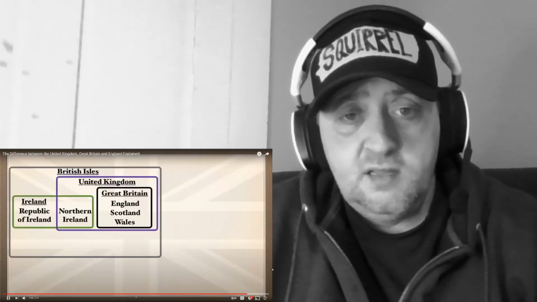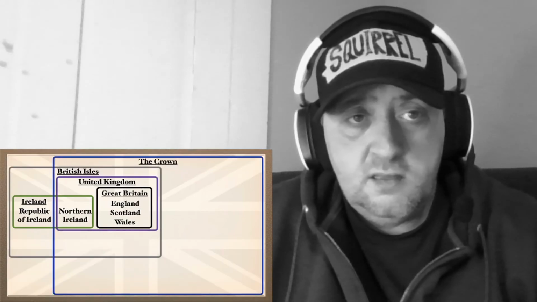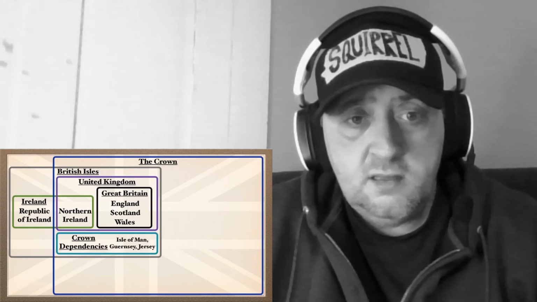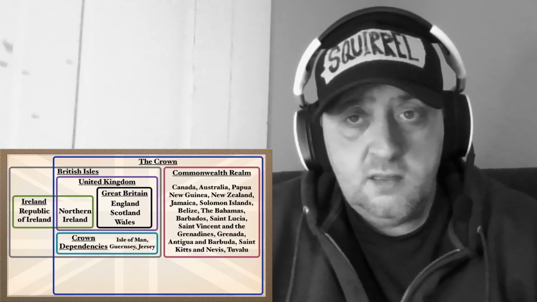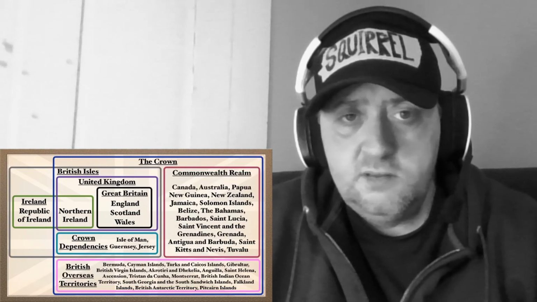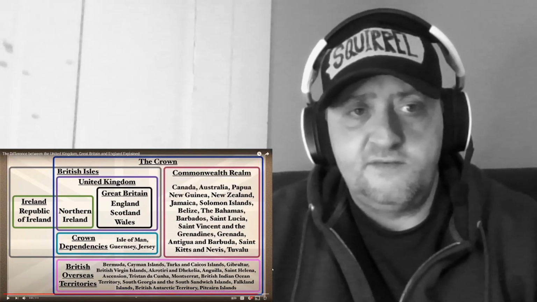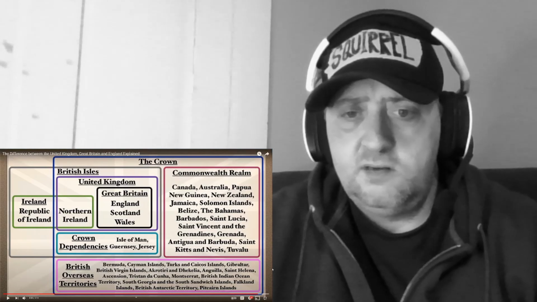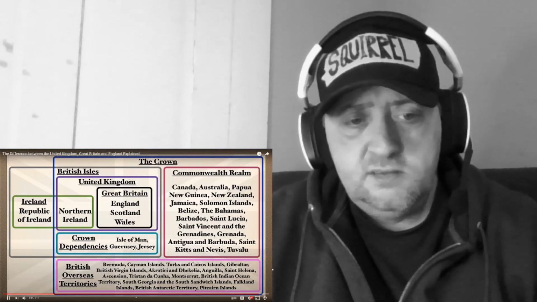For our final Venn diagram, the United Kingdom is a country situated on the British Isles and is part of the Crown, which is controlled by the monarchy. Also part of the Crown and the British Isles are the Crown dependencies. The independent nations of the former empire that still recognize the Crown are the Commonwealth realm, and the non-independent remnants of the former empire are the British Overseas Territories.